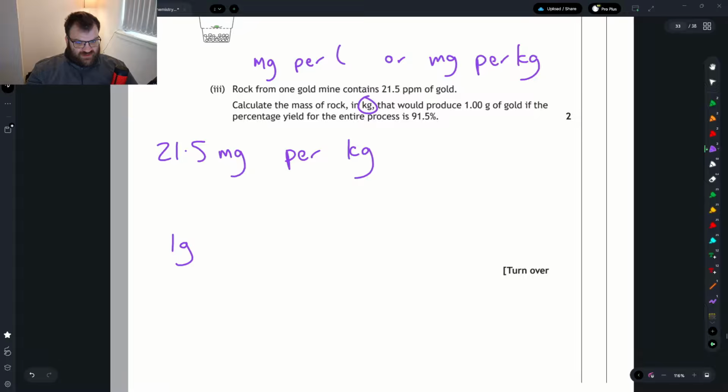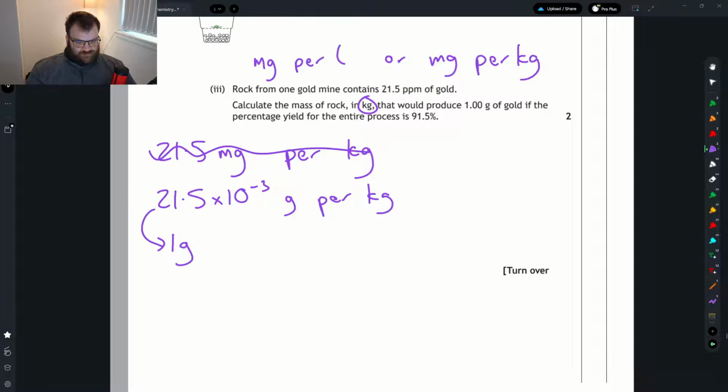So let's do a little bit of conversion. So a milligram is 1,000 times smaller. So it'd be 21.5 times 10 to the minus 3 grams per kilogram. So to go from 21.5 times 10 to the minus 3 down to 1, we'll divide by itself, divide by that number. So 1 gram of gold would come from, that's 1 kilogram, so 1 divided by 21.5 times 10 to the minus 3. So that would be 46.5 kilograms of rock.